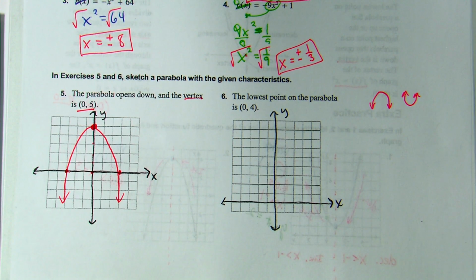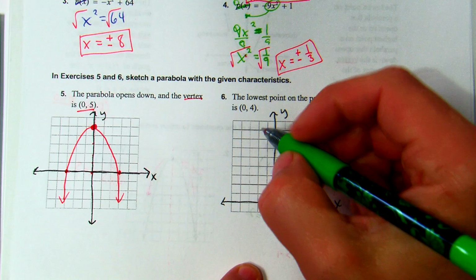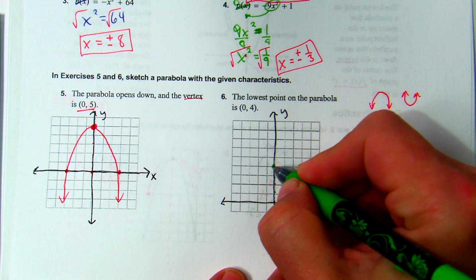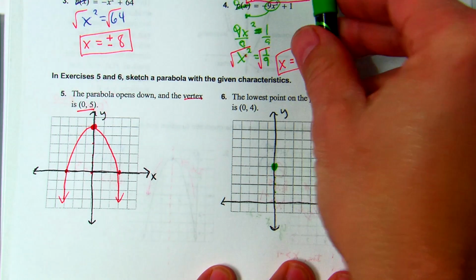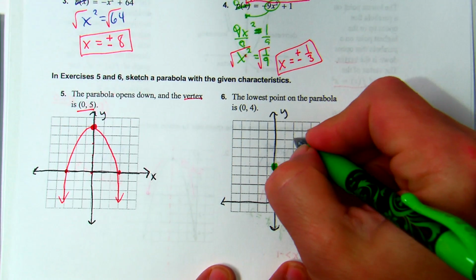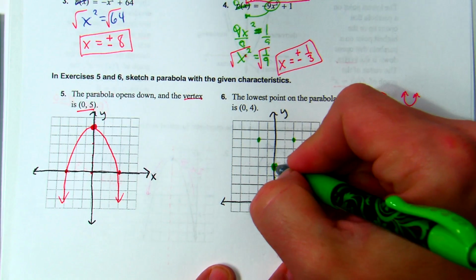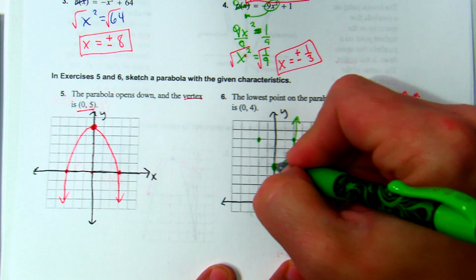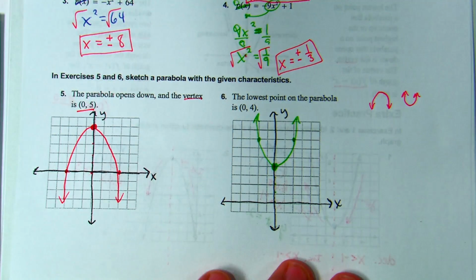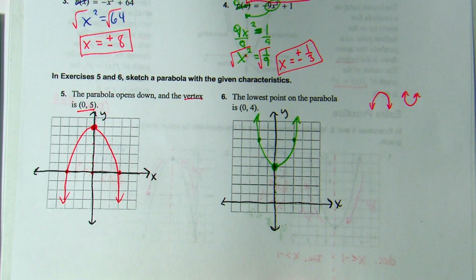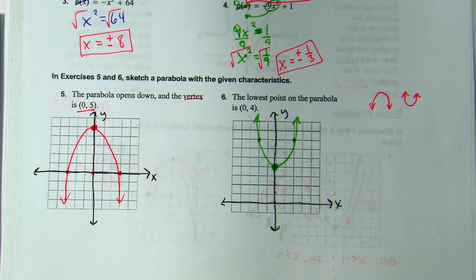It says the lowest point on the parabola is 0, 4. Well, if the lowest point on the parabola is at 0, 4, it means everything else must go upward. And so if that's the lowest point, I'm going to go to 0, 4. 1, 2, 3, 4. And that's the lowest point. Everything must go upward from there. So I'm going to pick a couple points here again, same distance away from the y-axis. And I'm going to go like so, and like so. So my parabola would look something like that. It opens up because we know it said lowest point. And it was at 0, 4 for the vertex.